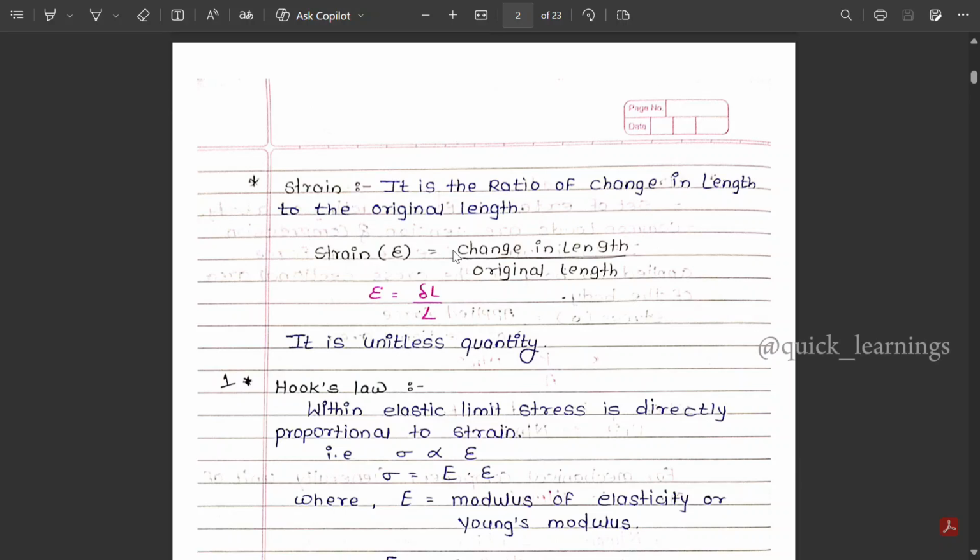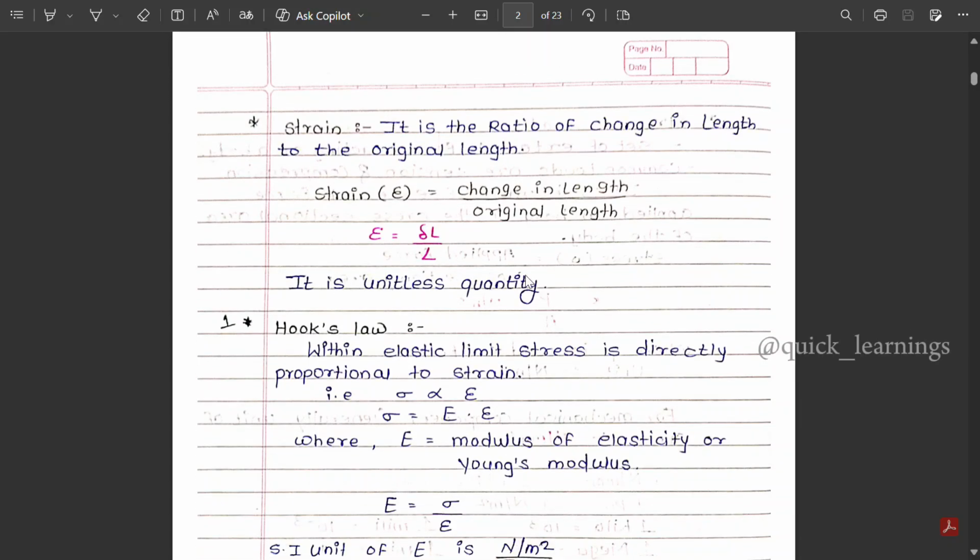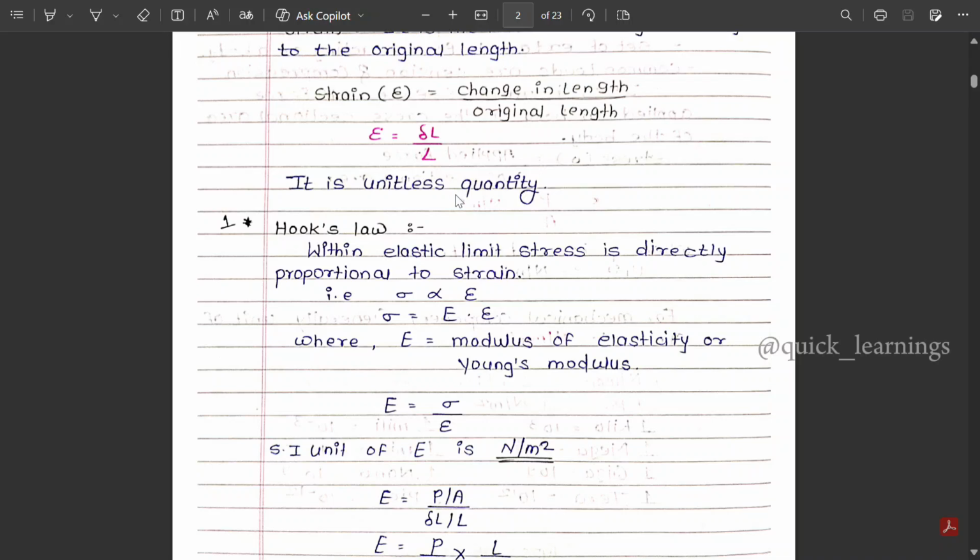Now we talk about strain. It is the ratio of change in length to the original length. It is the change in length, the deviation in length, when we apply an external force on the body and there is a change in the dimension of the body. So the ratio of change in length upon original length is called strain. It is a unitless quantity. It does not have any unit.